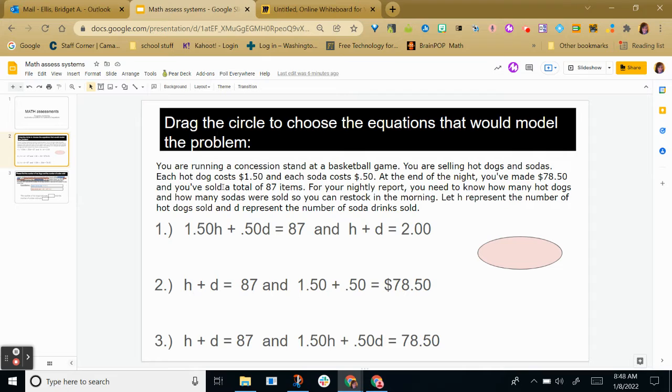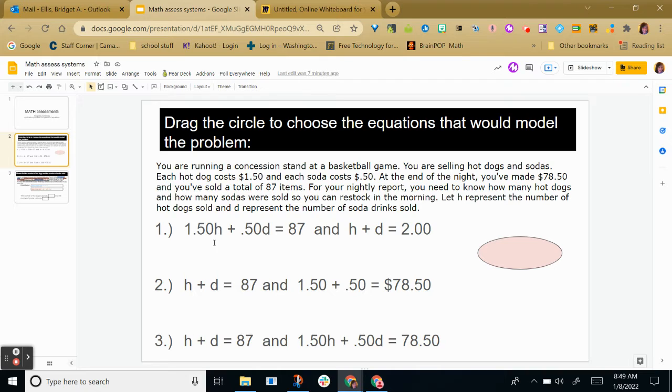So let's take one thing at a time, and I'm going to start by just reading this. You are running a concession stand at a basketball game. You're selling hot dogs and sodas. Each hot dog costs $1.50 and each soda costs 50 cents. At the end of the night, you've made $78.50 and you've sold a total of 87 items. For your nightly report, you need to know how many hot dogs and how many sodas were sold so you can restock in the morning. Let H represent the number of hot dogs sold and D represent the number of soda drinks sold.